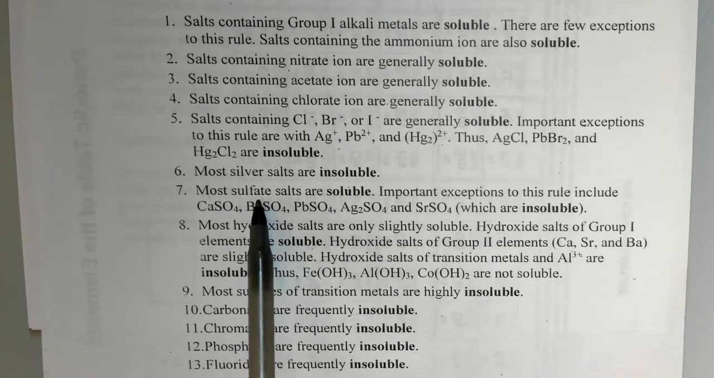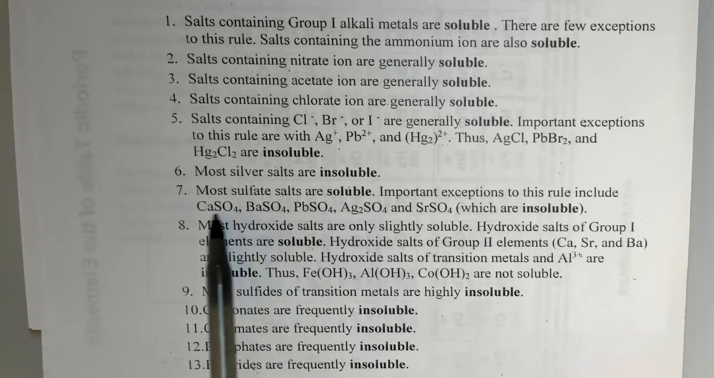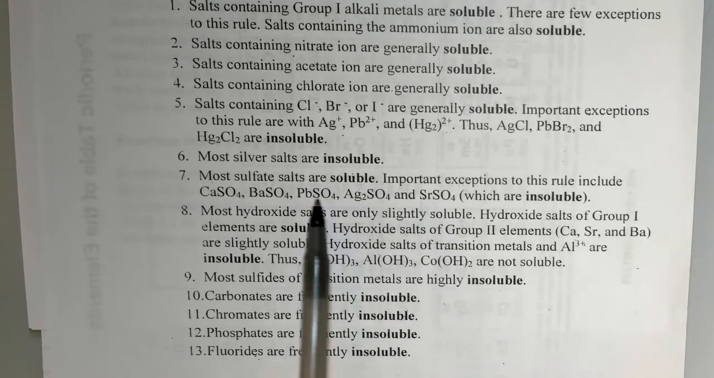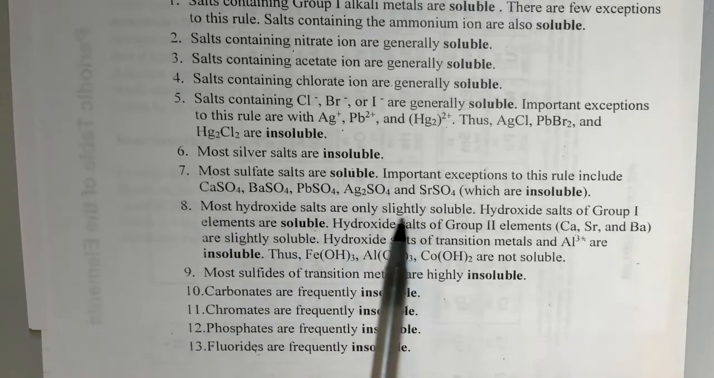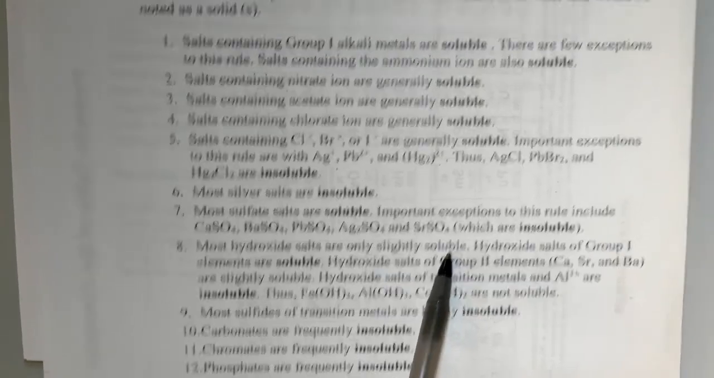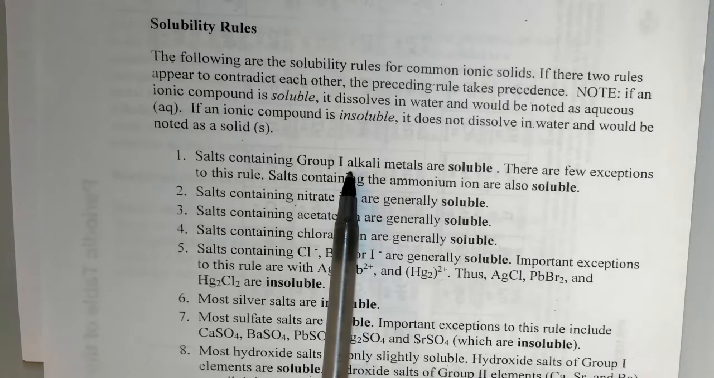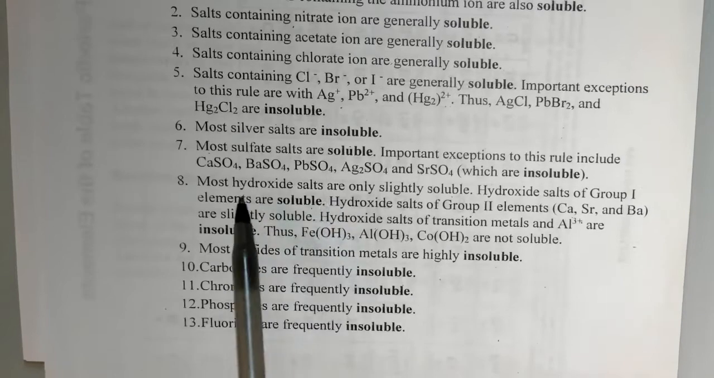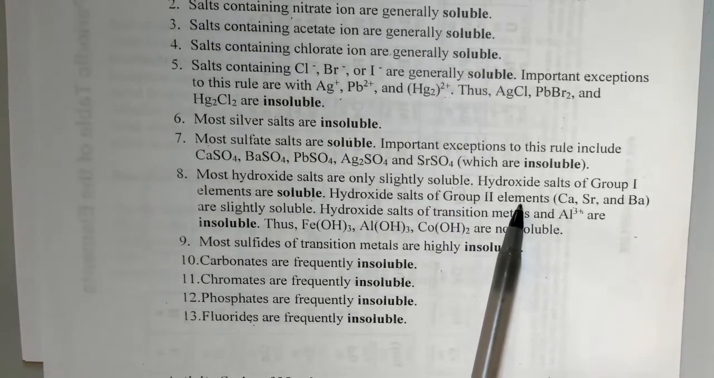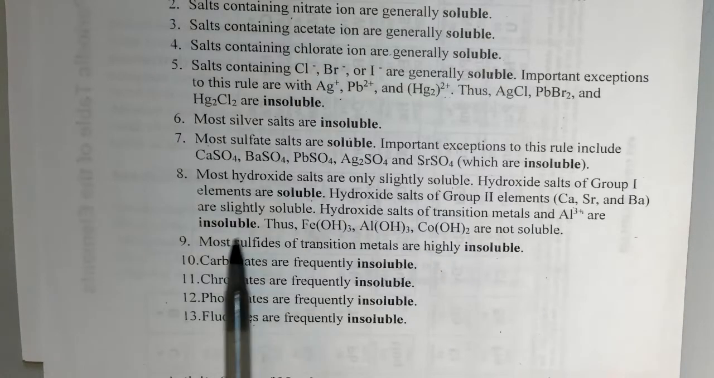Sulfate, SO4, these are typically soluble, but again, the exceptions here, a lot of the alkaline earth metals, and then again, silver and then lead. Hydroxides are slightly soluble. That means they don't dissolve very well. So we would mark those as precipitates, except, of course, when they're combined with alkali metals, right? Alkali metals are always soluble, but hydroxides are typically insoluble, especially when you have group 2 alkaline earth metals, sorry. A lot of the transition metals, those would all be insoluble.